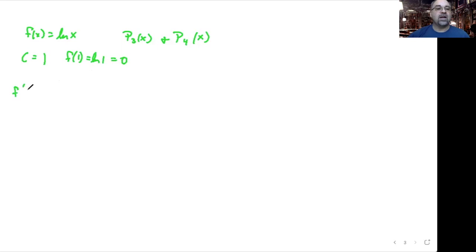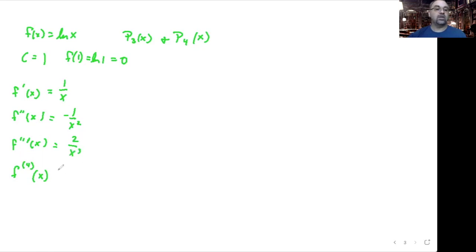So if I want P3, I know I'm going to need f prime of x, f double prime of x, and f triple prime of x. And while I'm here, let's get the fourth derivative, so I can write the fourth degree one later. Okay, so what is f prime of x? Well, the natural log derivative is 1 over x. What's the second derivative? Negative 1 over x squared. What's the third derivative? 2 over x cubed. And the fourth derivative is negative 6 over x to the fourth.